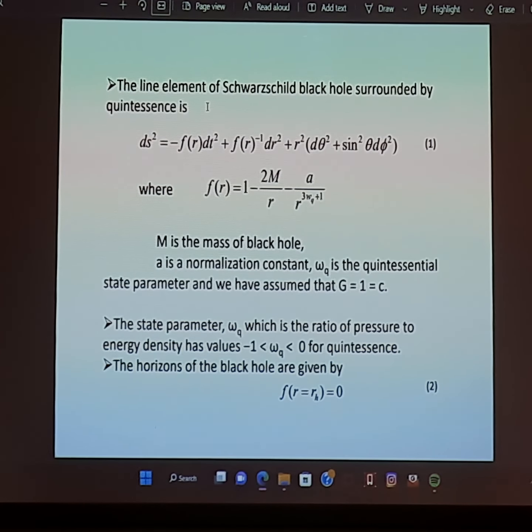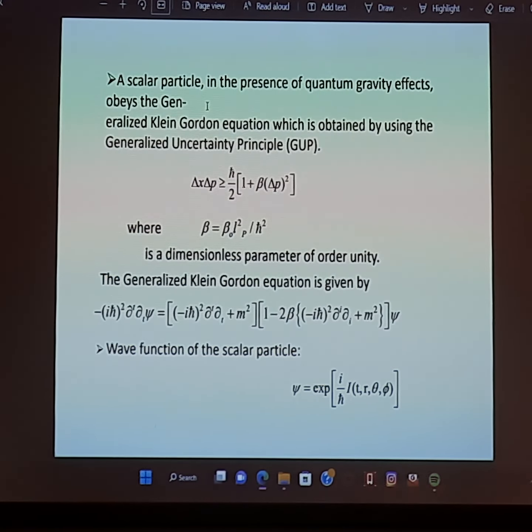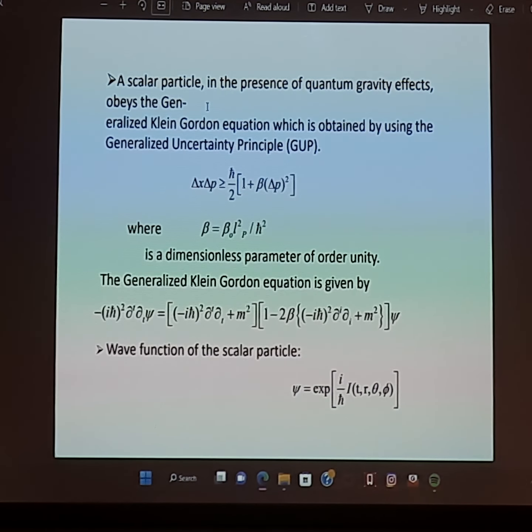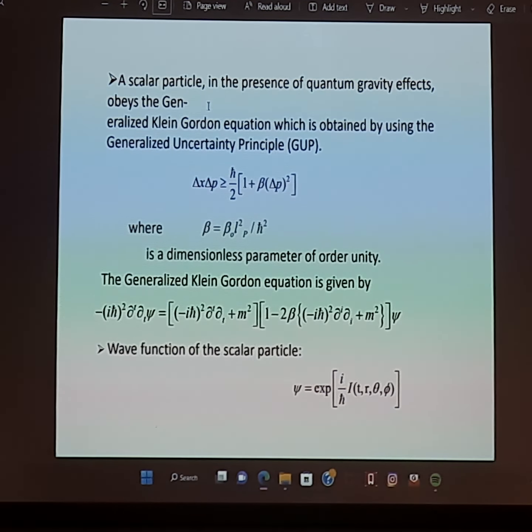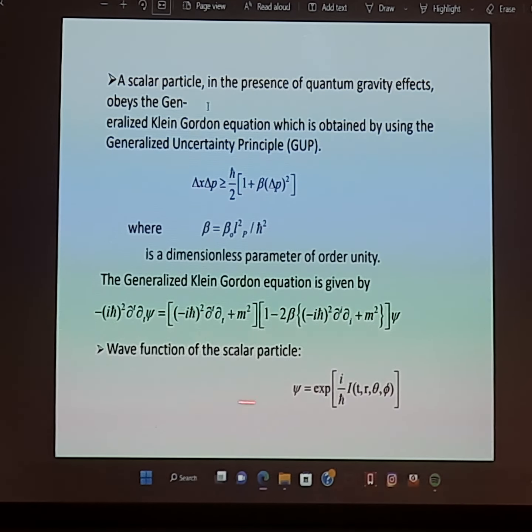For that, we take the line element of the Schwarzschild black hole surrounded by quintessence given by these equations. Then we considered the tunneling of the scalar particles, and we also incorporated quantum gravity effects by using the generalized Klein-Gordon equation. We took a wave function of the scalar particle of this form.